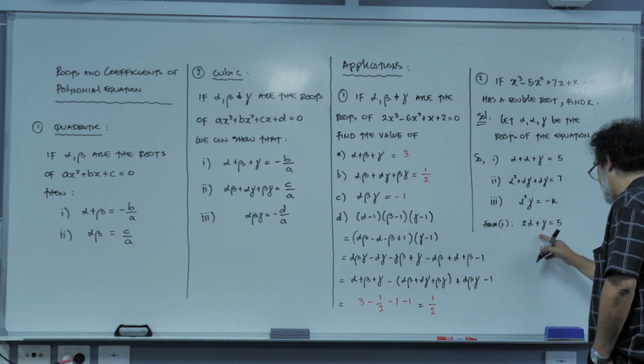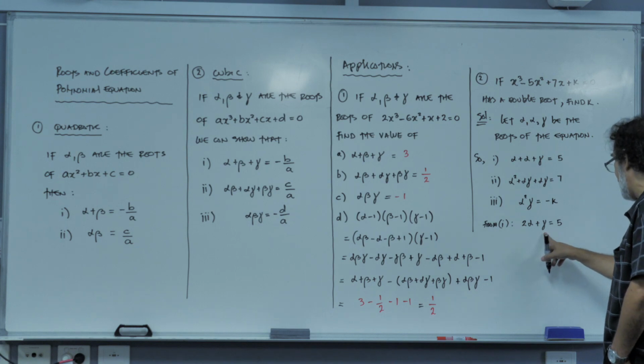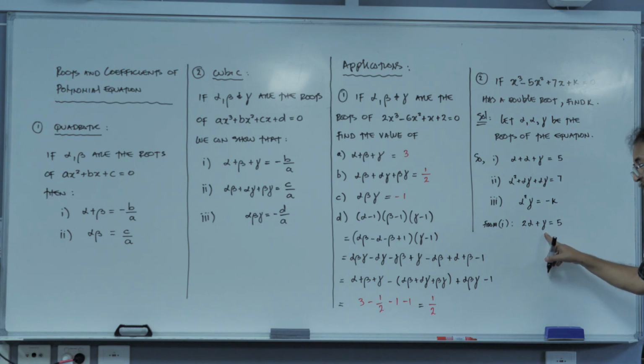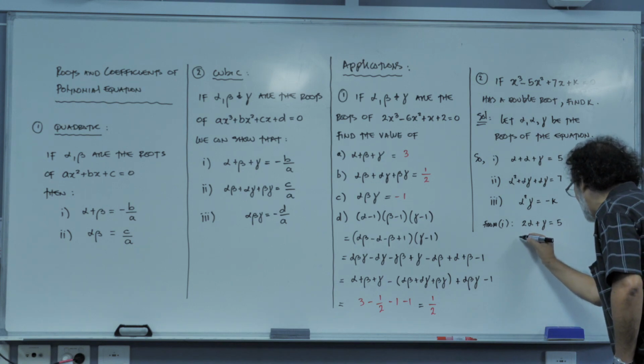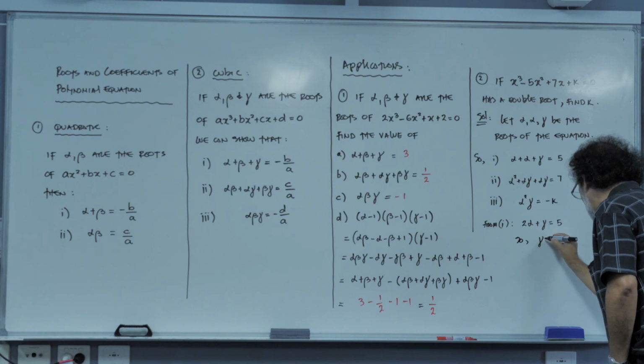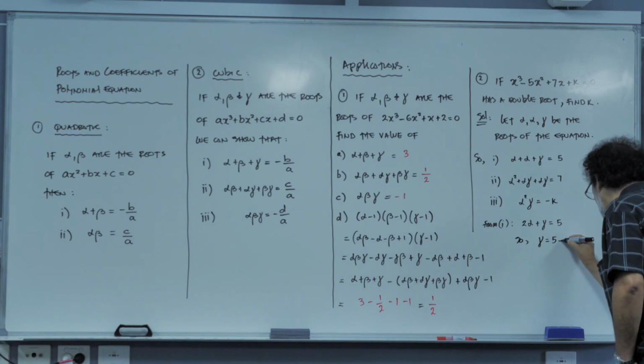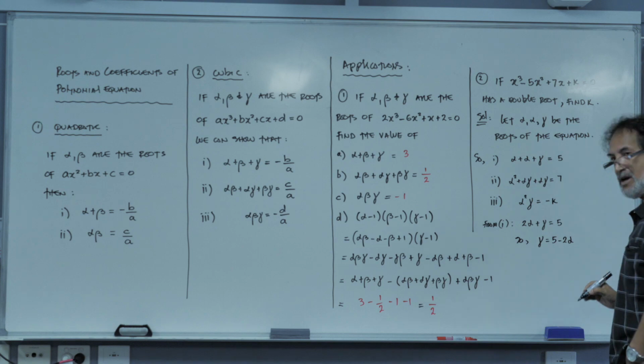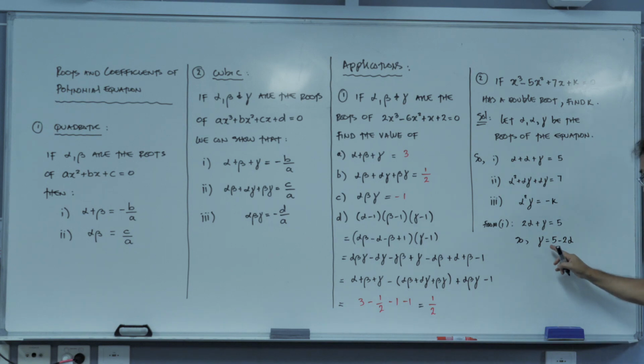Okay, so first of all, we're going to make gamma the subject. You see, gamma the subject. And so gamma is going to be equal to 5 minus 2 alpha. And then we're going to substitute that in the second one. Can you see that if you substitute gamma in here, then you're going to have an equation of one variable only? Okay, let's do that.